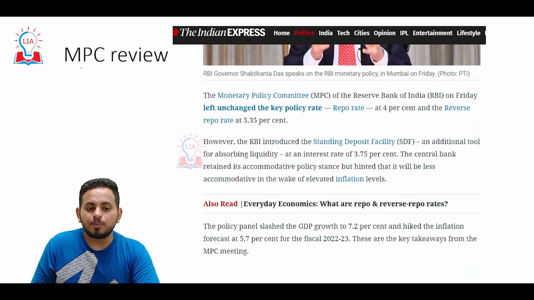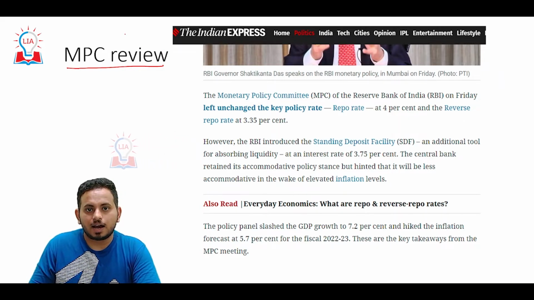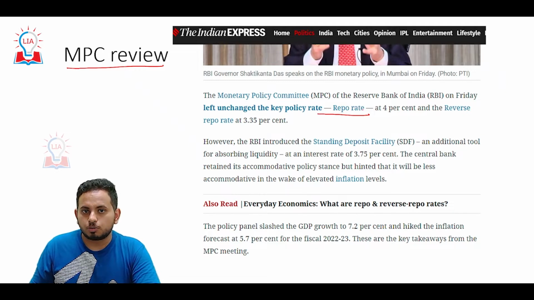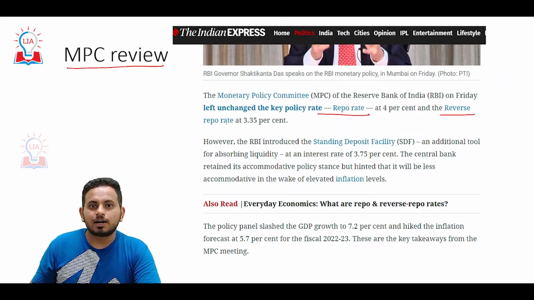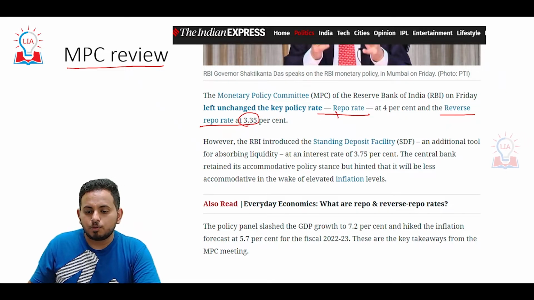And the recent MPC review happened today afternoon, that is 8th April, Friday afternoon. And what is the outcome? See here, the policy rate, also called the repo rate, and the reverse repo rate remained unchanged. Reverse repo was at 3.35%, and the repo rate remained constant at 4%.